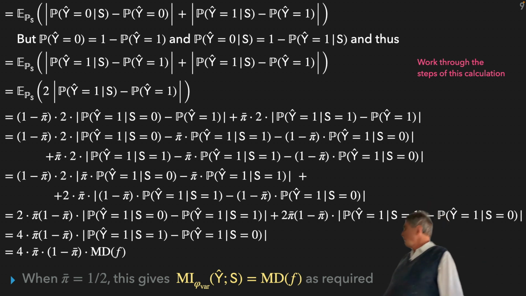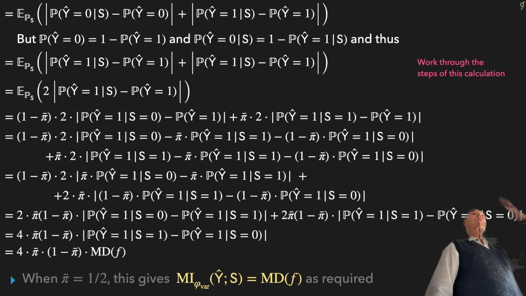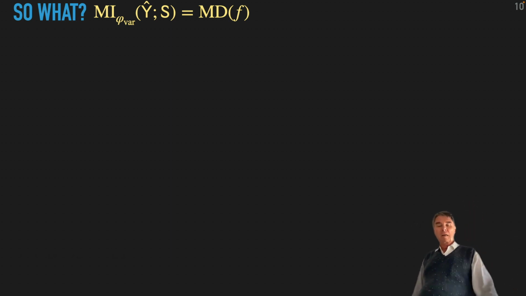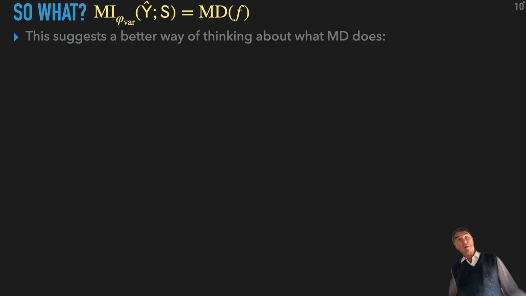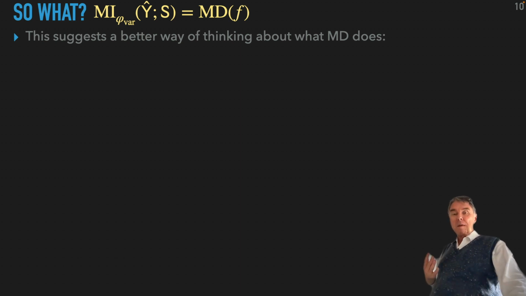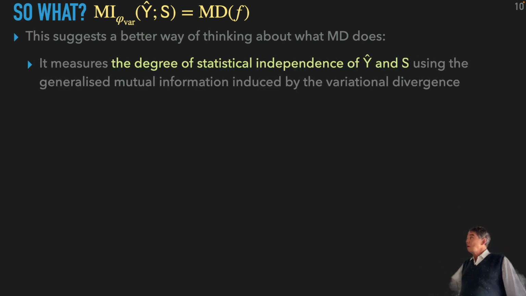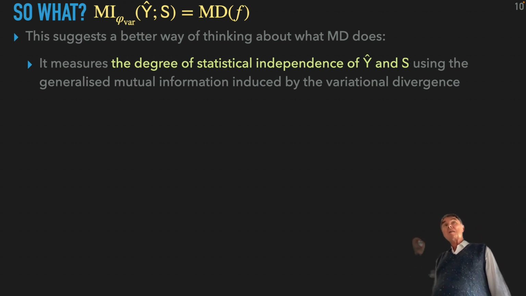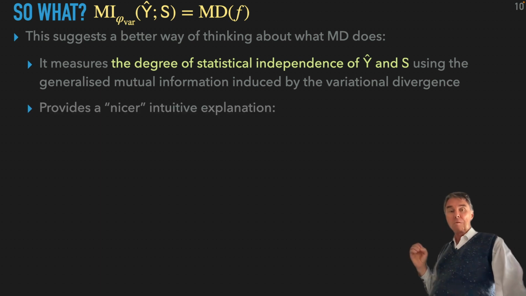Anyway, this is the first key thing. This is great because now we've got much more powerful machinery at our disposal to grapple with fairness in a more general kind of way. So what? I'm excited about this. I can't tell if anyone else is. Why am I excited about it? It suggests a better way of thinking about what MD does. I've kind of said this already. It measures the degree of statistical independence of y hat and s using a particular standard information theoretic tool.